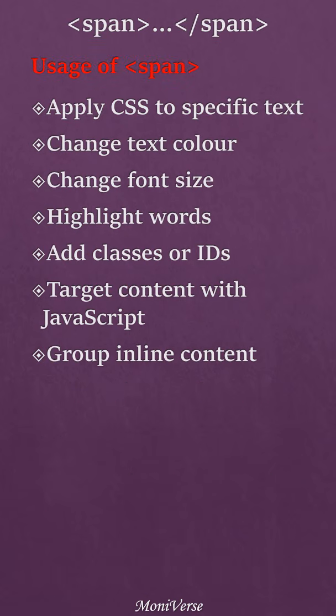So generally, this span tag is used for applying CSS, changing the text color, font size, highlighting the words, or adding classes or IDs to a specific word or one or two words so that it can be dragged into the JavaScript for future reference. And it is also used for grouping the inline contents.